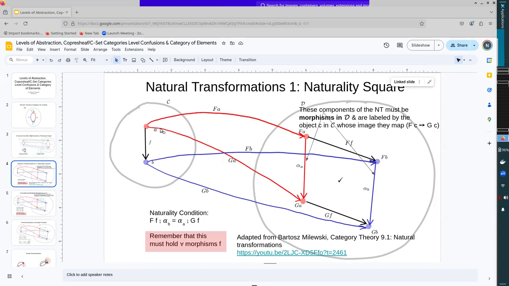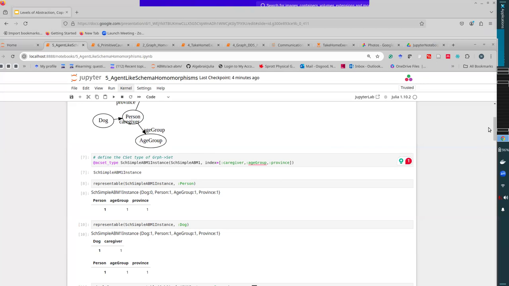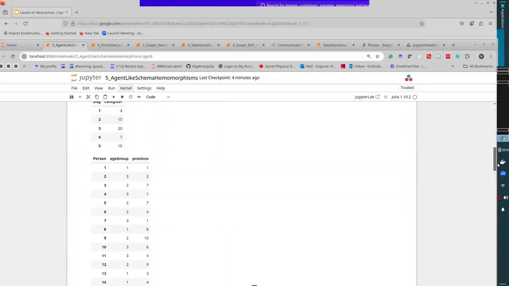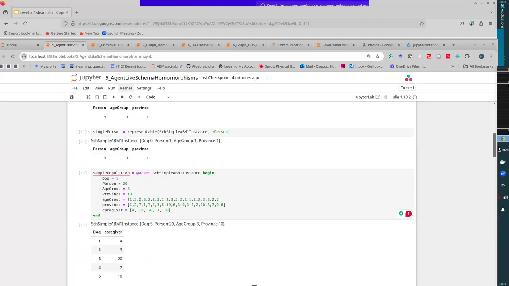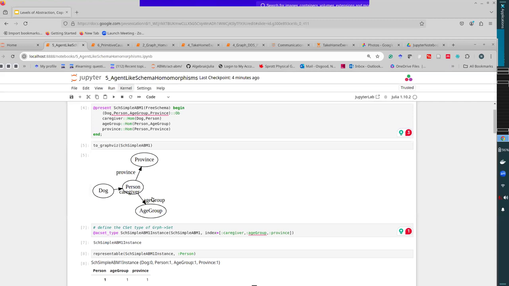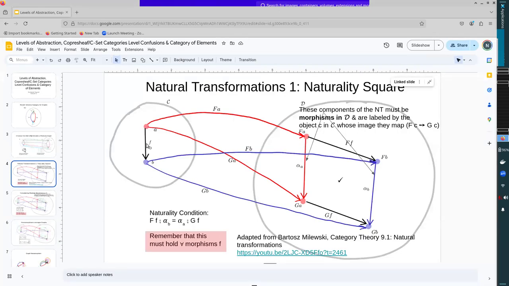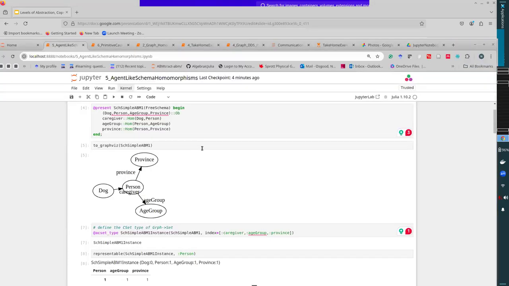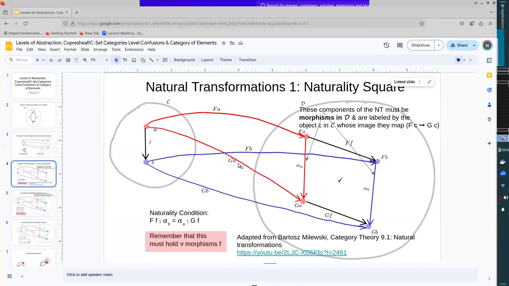There's a naturality square for each morphism. So let's consider the morphisms in here. For example, let's take a person. They have a province. This is a morphism in the schema, right? Do you agree? There's a province morphism in the schema. Okay, so what's gonna happen? What is this and what is this?